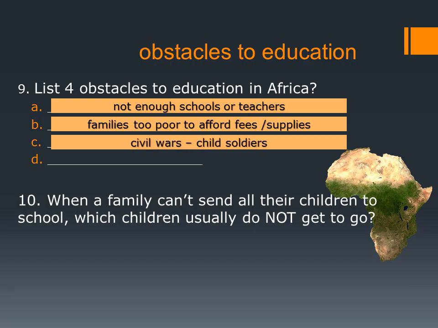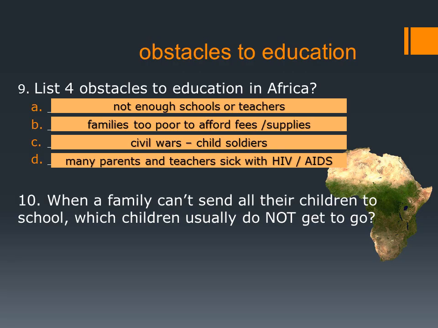You also have many parts of Africa being affected by civil wars, and in many of these civil wars, child soldiers are being used. Obviously, if you're off fighting in a war, those children are not getting educated. And sadly, in some parts of Africa, there's a large amount of HIV/AIDS happening. And where you have a lot of HIV, you have a lot of parents and teachers who are sick and cannot work, and therefore the children are either not getting educated because they don't have teachers, or they're not getting educated because they have to stay home and take care of their siblings or help support the family rather than attend school.